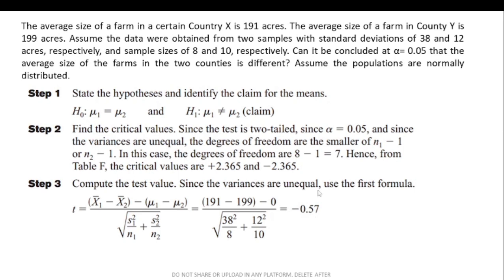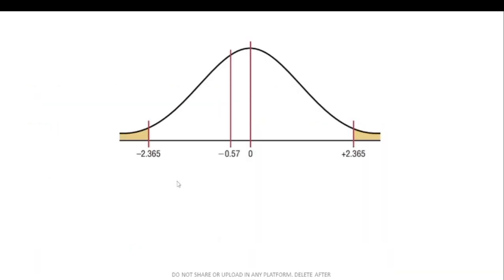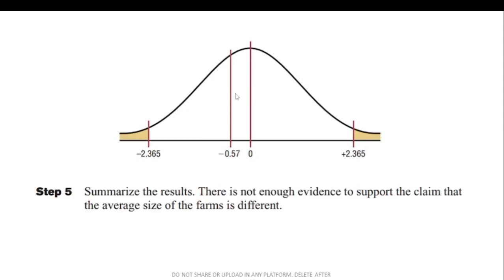Now, since we already know the test value, we will now compare the test value with our critical values. So, step 4, make the decision. So, our decision here is to not reject the null hypothesis or accept the null hypothesis since yung critical values natin ay nandito sa shaded area na to. And our test value is in this part. Nasa acceptance region siya natin. So, therefore, we will accept the null hypothesis.